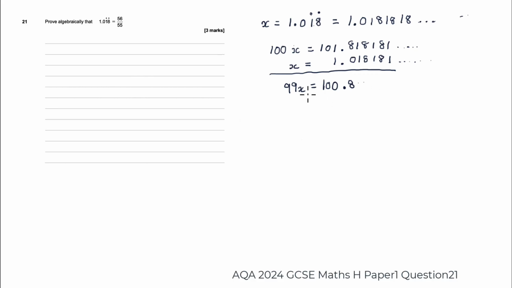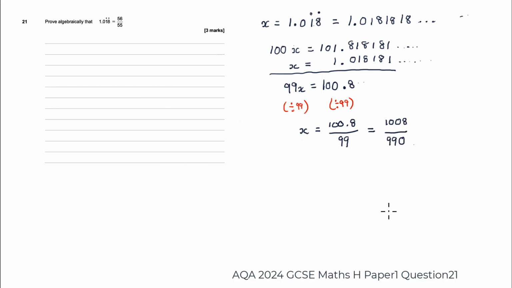Well, we're in an equation. We've got 99 times x, so we divide both sides by 99 to get 1x. Remember, in equations, we do the same to both sides to keep it balanced. So 99x divided by 99 will give us 1x, and that equals 100.8 divided by 99. Now, we don't like having decimal points in fractions like these. Let's multiply top and bottom by 10, and that'll give us 1008 over 990.